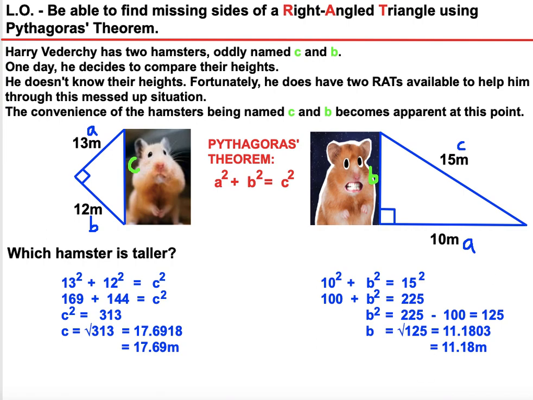So obviously, to answer the question, hamster C is the taller hamster. Hamster B is the smaller hamster. Anyway, hopefully they can join a hamster basketball team.